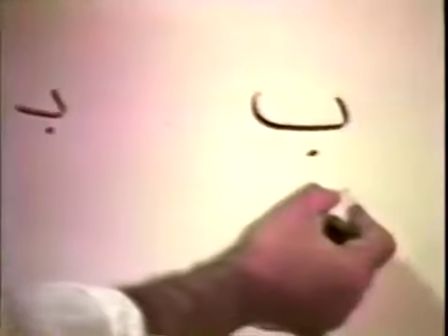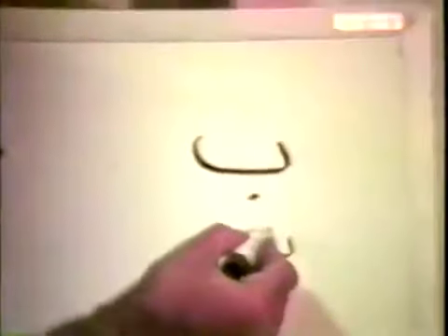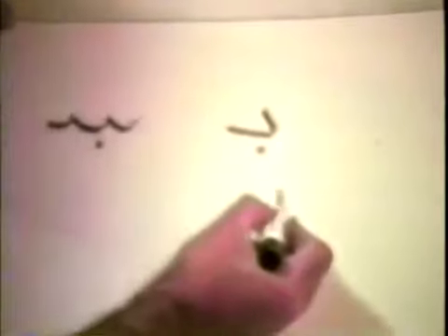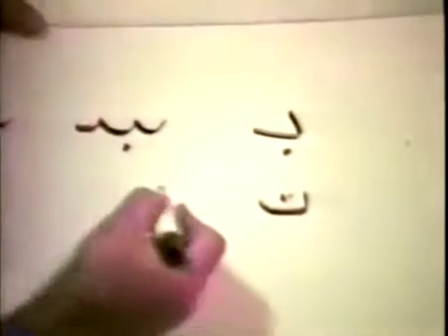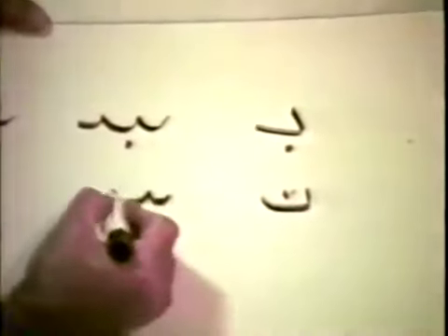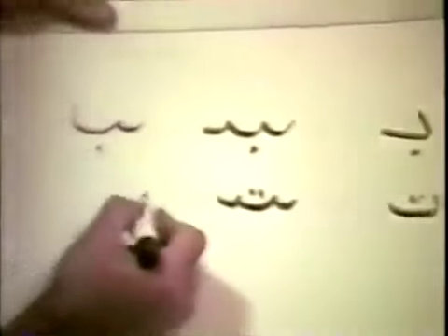The next letter is Ta, and it's exactly the same as the Ba, except it has the two dots, of course. In the middle it will look like this. In the end it will look like this.